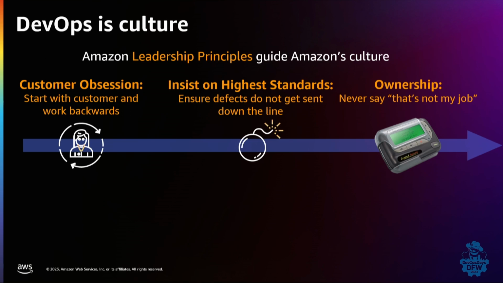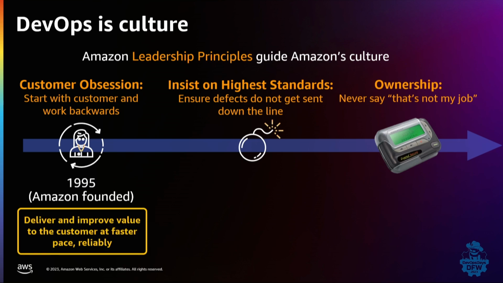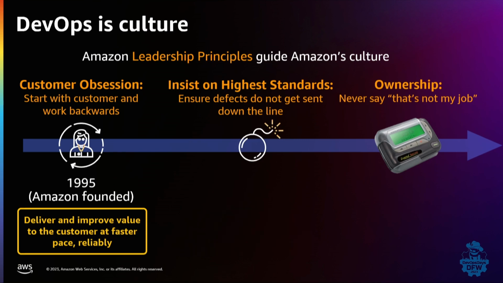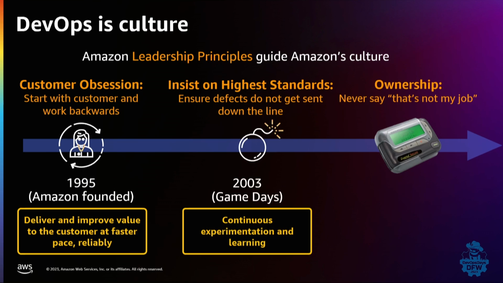So customer obsession. You start with the customer and you work backwards, maps really well to the DevOps principles of delivering value to the customer reliably and quickly, right? And I'm going to tag this at 1995 at Amazon's founding. Now, insist on high standards means many things. Amongst the many things it means a culture of experimentation and learning, right? That's a DevOps thing. And I'm going to tag this to 2003, because that's when Amazon started doing game days.